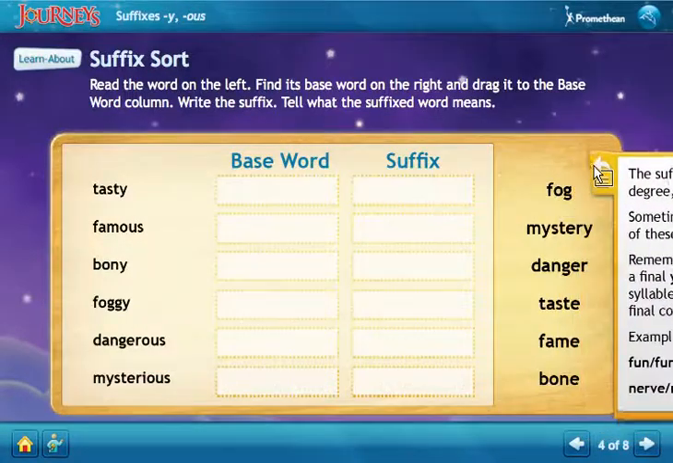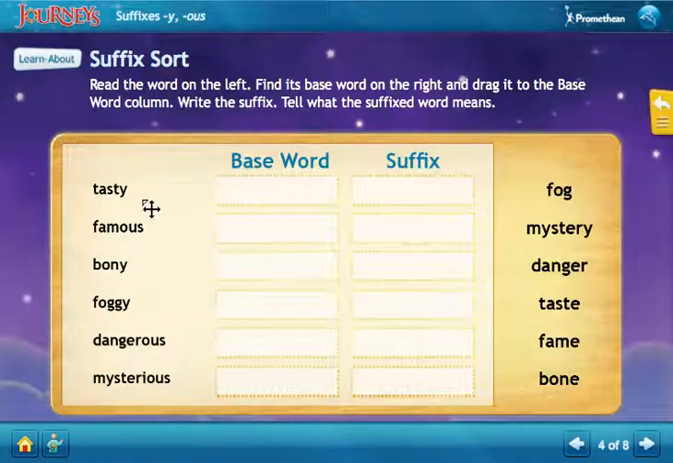Let's practice some of these with the suffix sort here. Our first word is tasty, and you can see it already has our suffix of Y on the end. They want to know what was the base word before they added that Y. Well, over here we have fog, mystery, danger, taste, fame, and bone. Well, tasty, we know the base word was taste. And the suffix that we added was Y. So if we come over here and we write the Y in, you can see we had to drop that E and add a Y to create tasty.